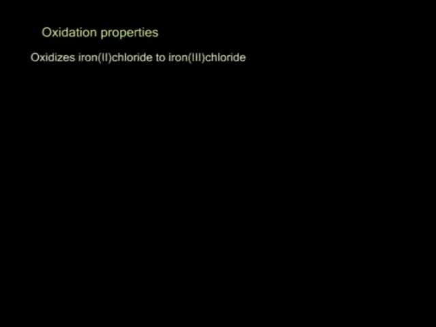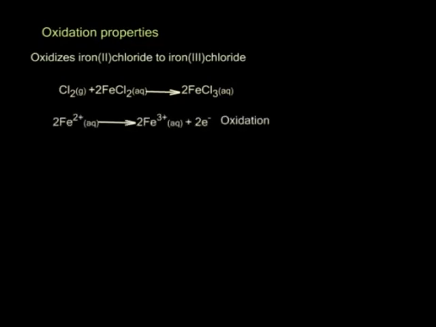When chlorine gas is bubbled into a solution of iron 2 chloride, the color of the solution changes from pale green to yellow. This is due to the formation of iron 3 chloride. In this reaction, iron 2 ion is oxidized to iron 3 ion by loss of an electron.